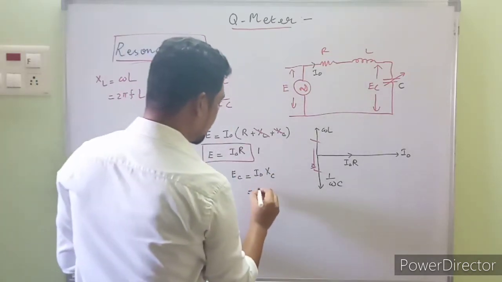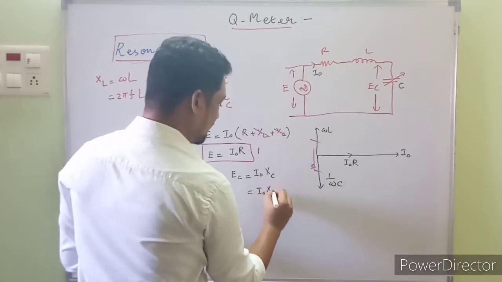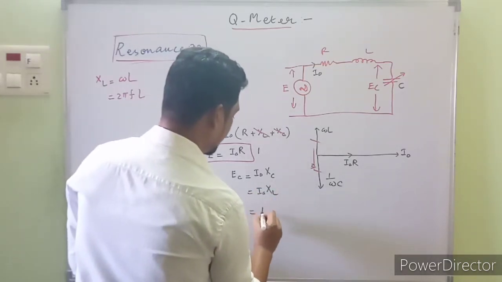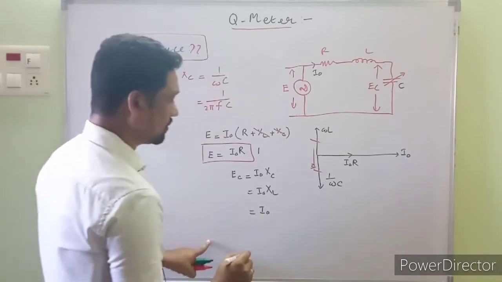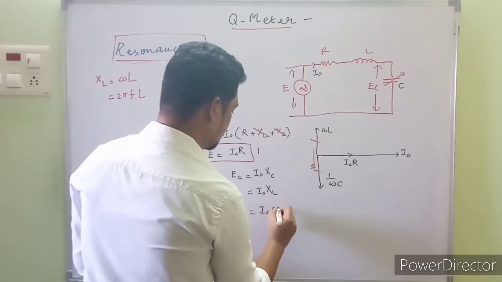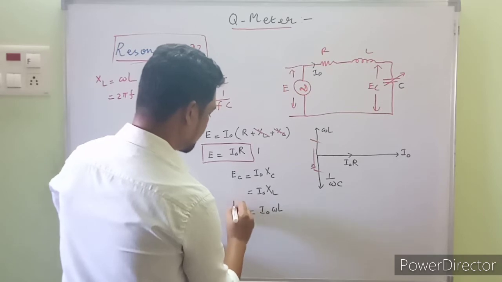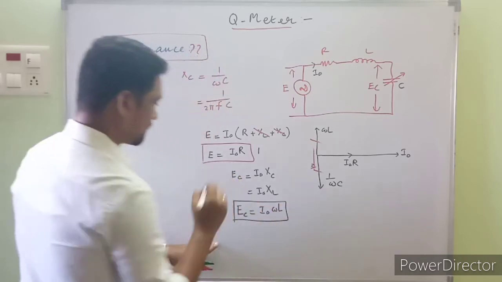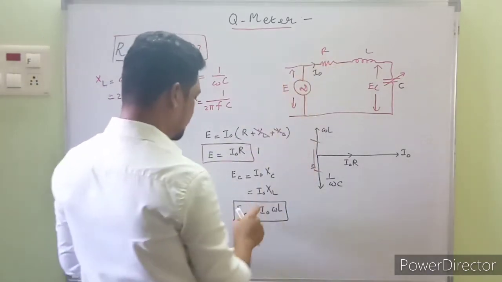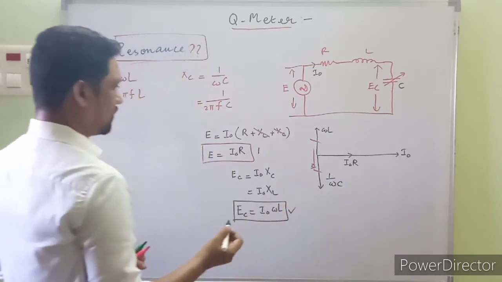So I naught can be substituted with XC equal to XL under resonance. So that will be equal to I naught, the magnitude, I naught XL, where XL is omega L. This is for the voltage drop across the capacitor under resonance, right? This is the supply voltage, and this voltage being this one at resonance, EC will be this one. Now this is another important expression to be remembered.